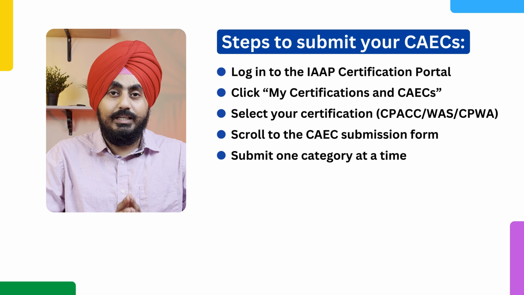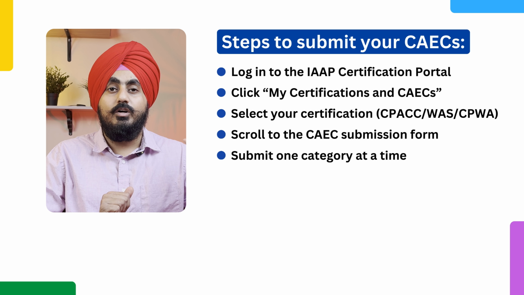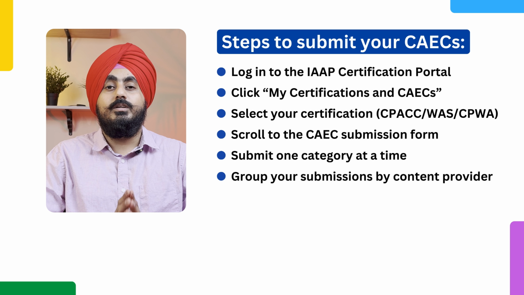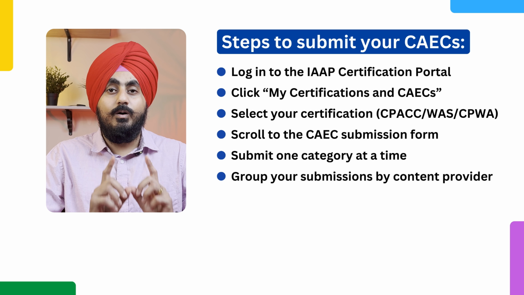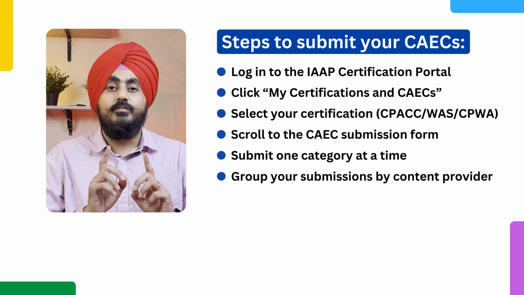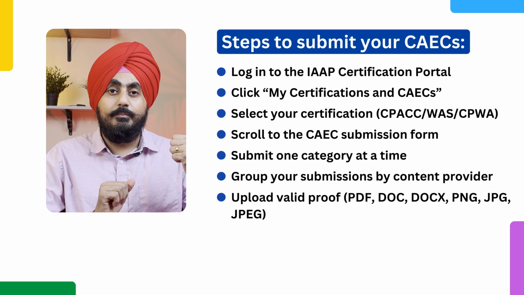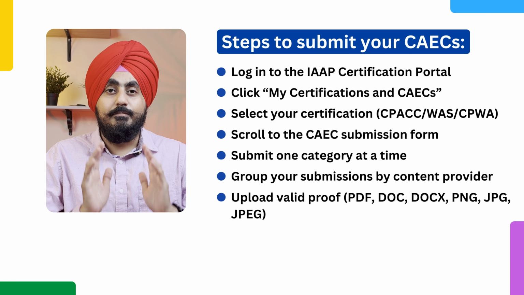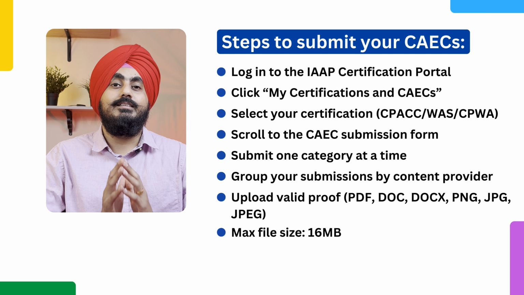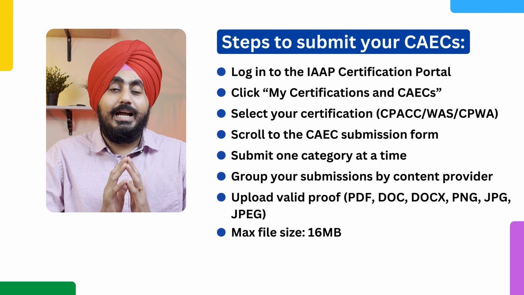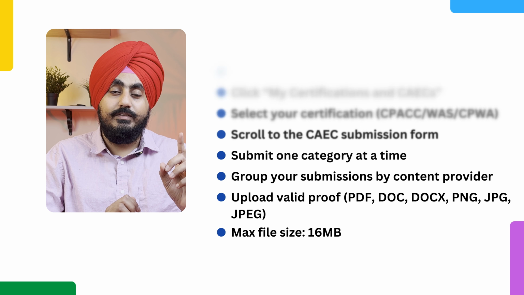Submit one category at a time, whether it's professional development, sharing your knowledge, or volunteer work. Group your submissions by content provider. Example, all IAAP webinars in one form. Finally, upload valid proofs. They accept PDFs, docs, PNG, and JPEGs. The maximum file size should be less than 16 MB. And remember, only completed activities qualify, no future events.